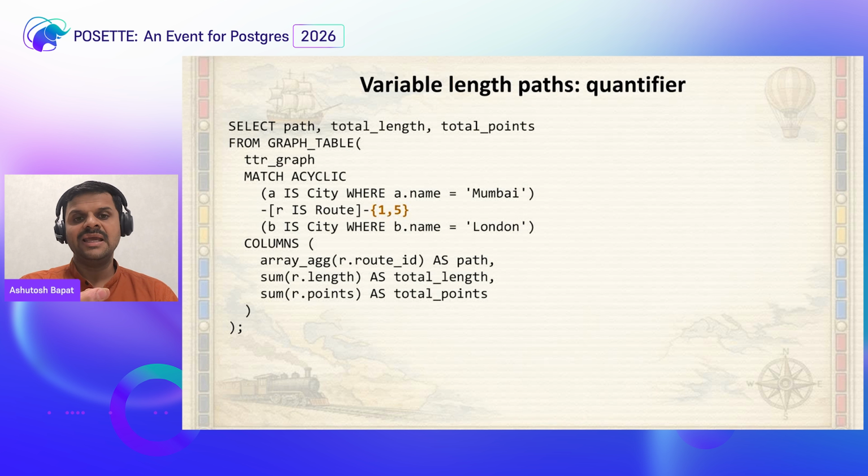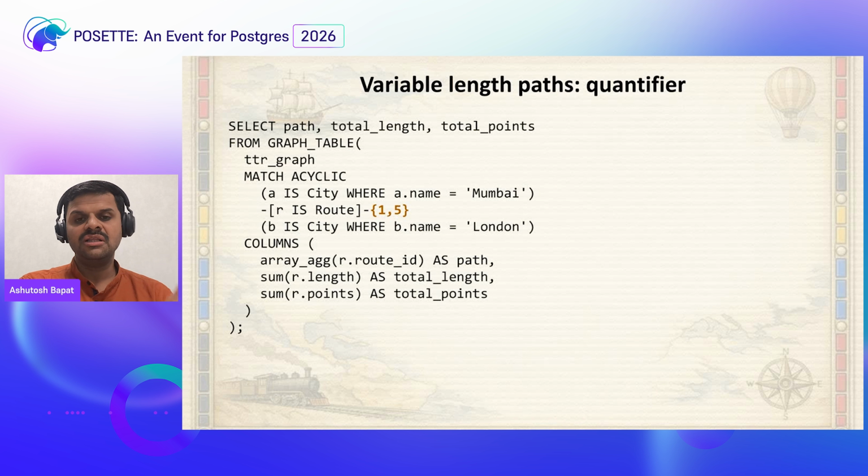You will see that the edge pattern has a little annotation to it, 1 to 5. It tells that I want all the paths between Mumbai and London of length at most 5 edges, with at most 5 edges in it.